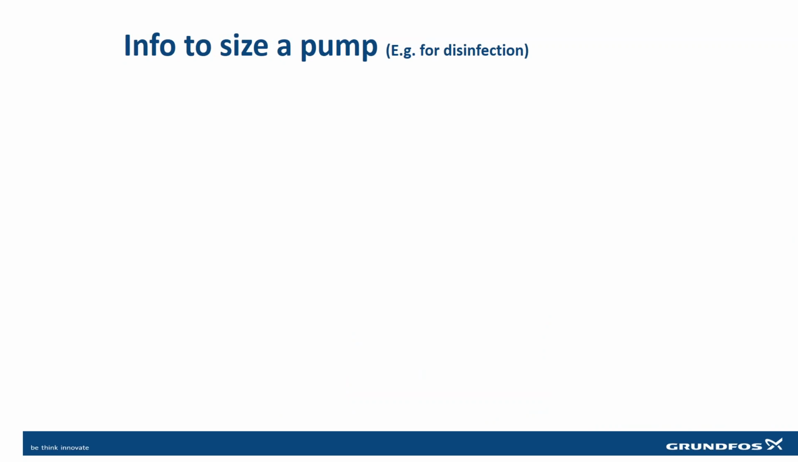So what if the customer can't give you the size of the dosing pump it requires? There are formulas that you can use to size a dosing pump. The example I'm about to present is for disinfection. So if you are dosing chlorine or other disinfection chemicals into a water flow, we have some basic information. We can work out what size of pump is required to do the job.